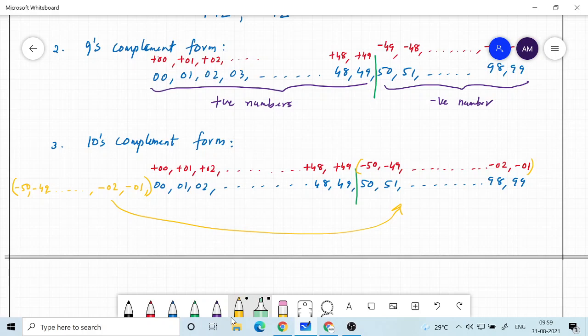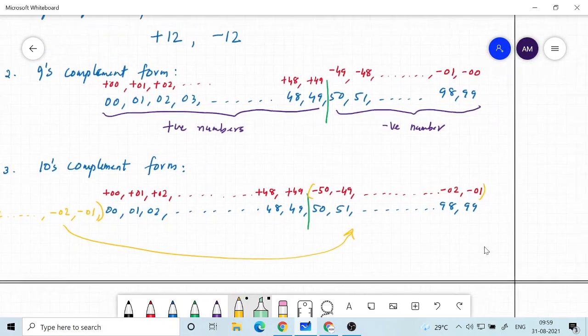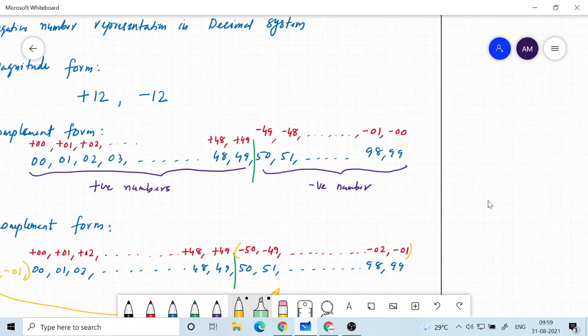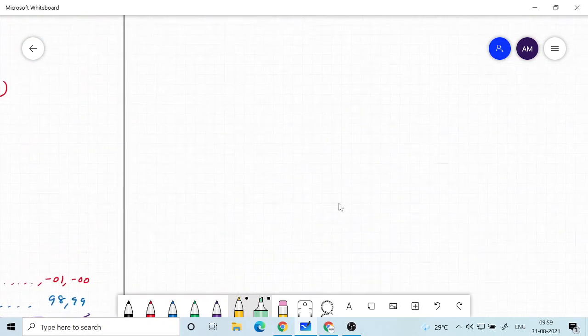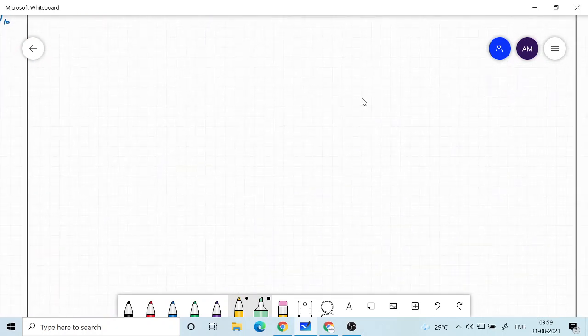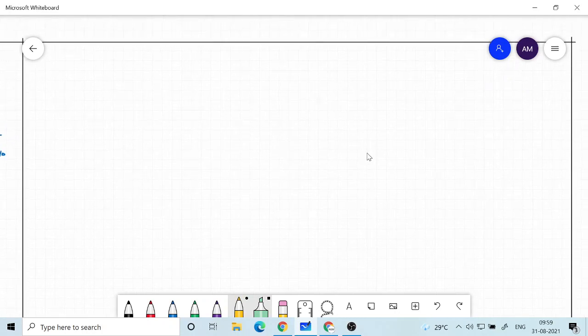So if you want to remember this way, you can remember. This is just for you to remember. If you consider the number line, the 50 numbers which come before 0, we are taking and assigning, or mapping, them to the numbers which are on the second half. So this is called the tens complement form. Now mathematically you can talk about nines complement form and tens complement form in a more mathematical way.